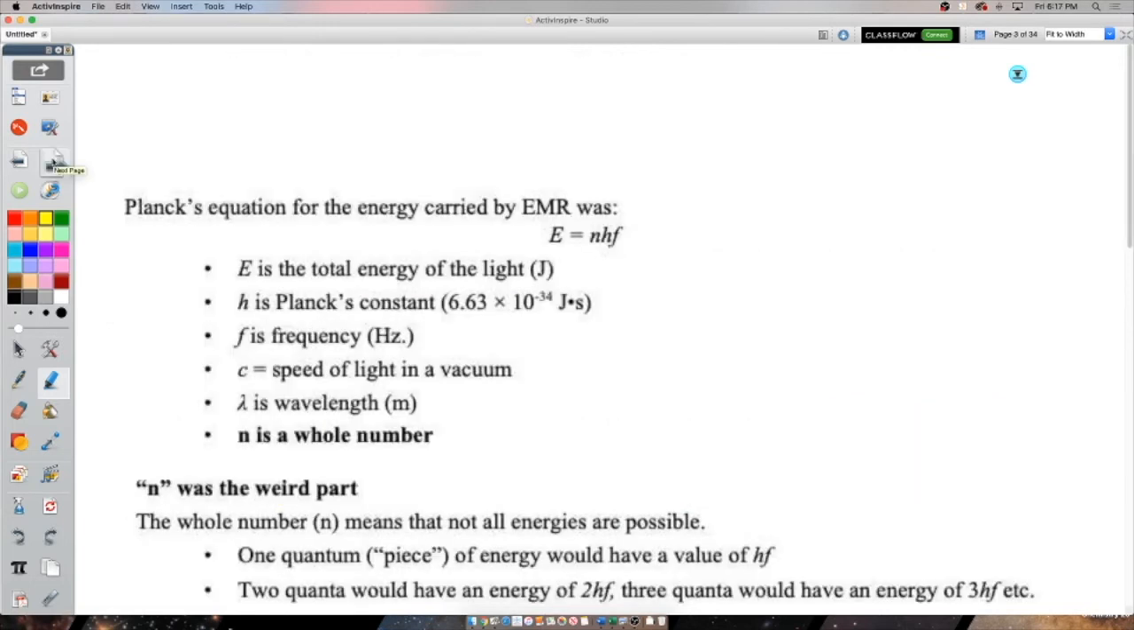So what did Planck do? Now, this is not Planck's equation for the black body. That is much more complicated than this. But this is the assumption that he kind of made at the beginning, right? So E is the total energy of the light. E is the energy carried by the light. H is Planck's constant. It's just a proportionality constant. So he said there's some minimum energy any frequency of light can carry, and that energy is the frequency times some very, very small number.